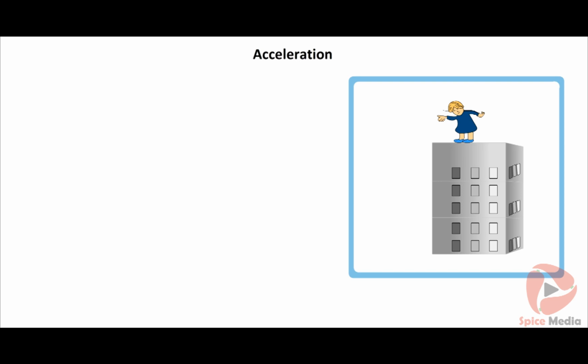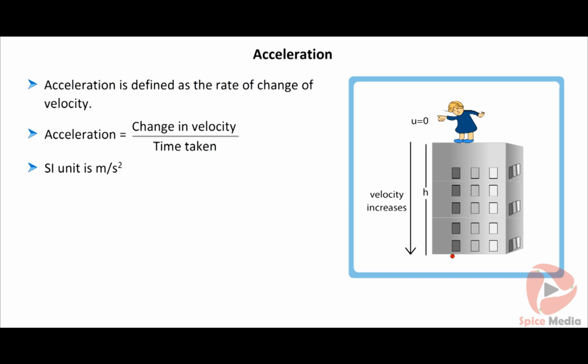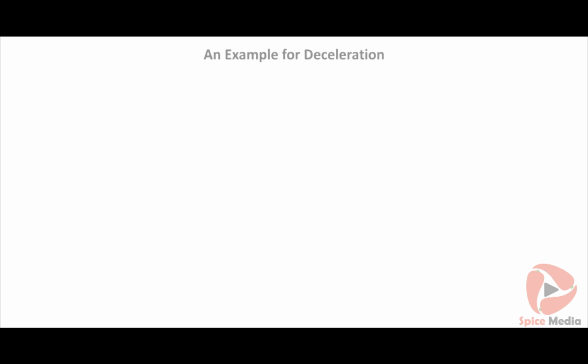Acceleration is the measure of change in velocity. It is defined as the rate of change of velocity. In other words, it is the change of velocity in 1 second. It is expressed in the form of an equation as acceleration is equal to change in velocity divided by time taken. The SI unit of acceleration is meter per second squared.